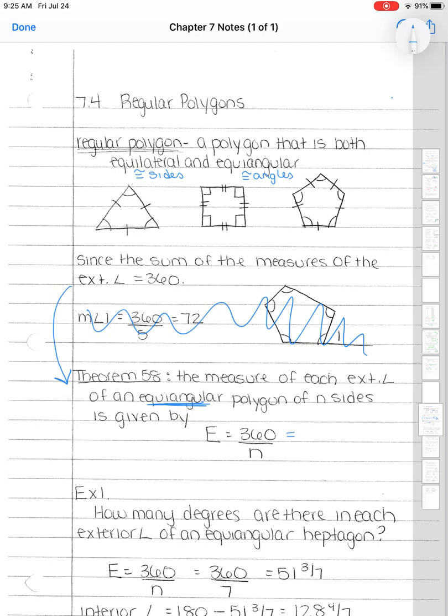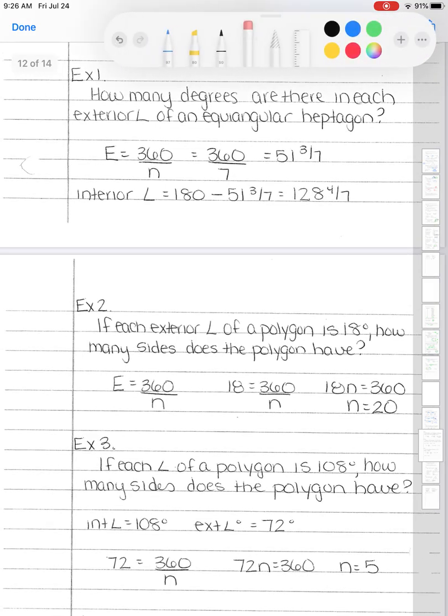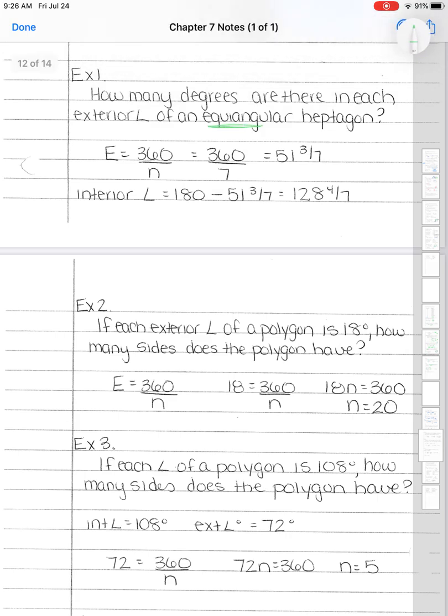So the sum of the measures of the exterior angles, we know that's a constant, always 360. So if we wanted to find one of them in an equiangular or regular polygon, so it again has to specify equiangular or regular, the way that we would find the measure of each exterior angle is, well, if all of them equal 360, then we're going to divide by how many sides we have. And that will give us one exterior angle. So you take the total, and then you divide it by how many sides you actually have.